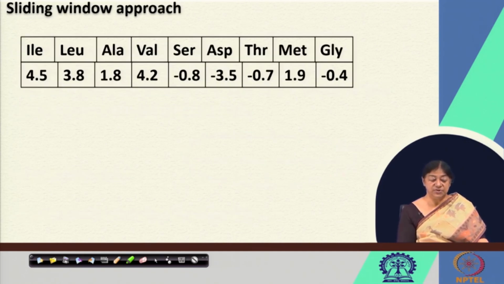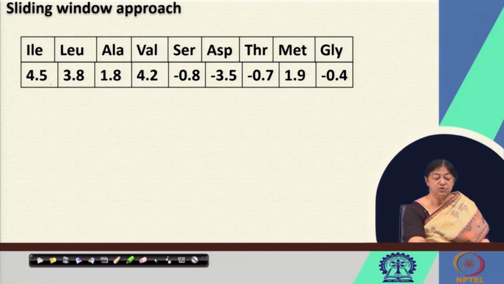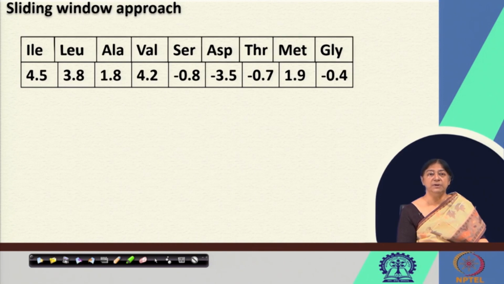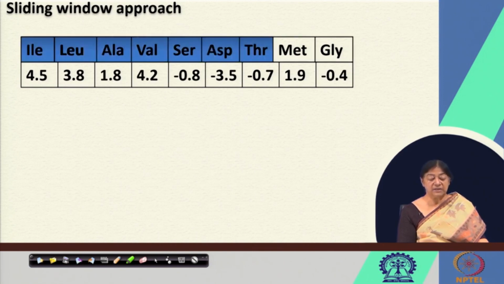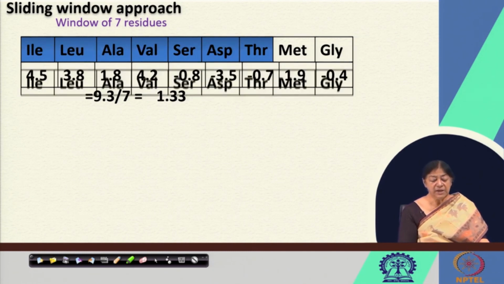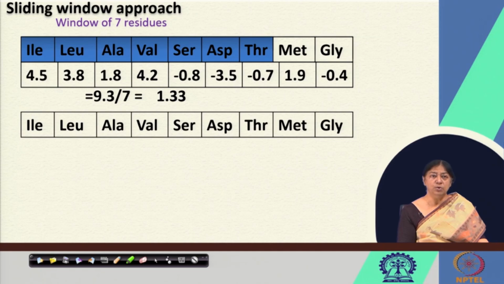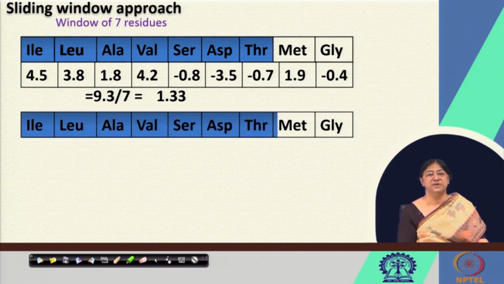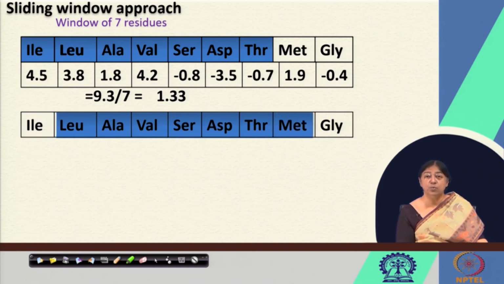So, here we have the string, and the particular hydropathy index values have just been assigned to them from the table. What we do is we look at the first 7 in this case, and we add up the values and calculate the average because we know our window size is 7, and we say that the value is 1.33, a positive value. Then we look at the sequence again. Now we have to slide over 1 because it is a sliding window approach.